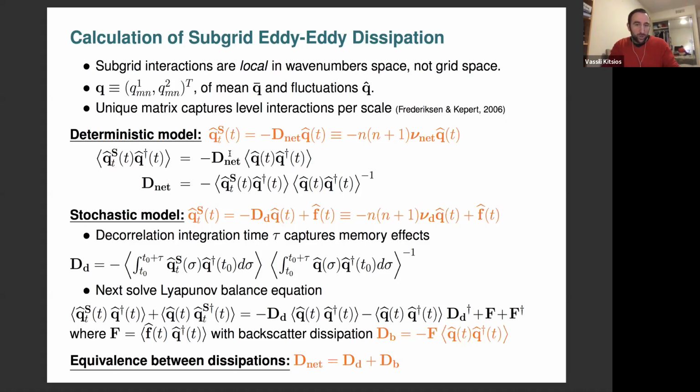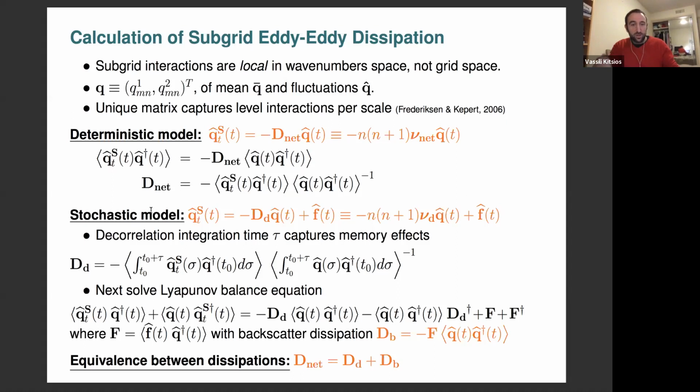We can do that because we're assuming that D net is time invariant. If we then post-multiply this line by the inverse of this covariance matrix, again, this is a 2x2 matrix, it's another 2x2 matrix, we get D net, which is a 2x2 matrix. But again, we have one of these for every wave number pair.